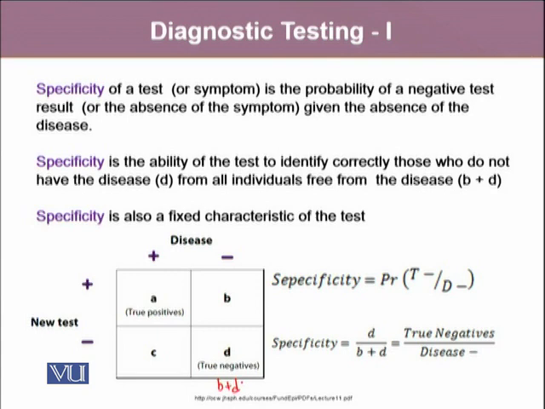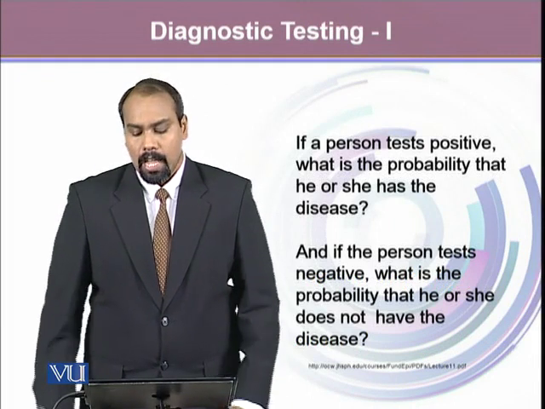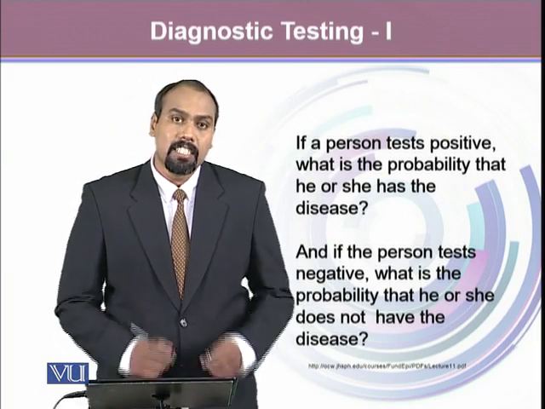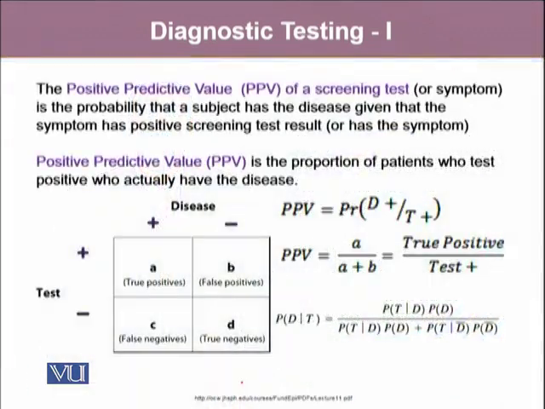So if a person tests positive, then the question comes: what is the probability that he or she has the disease? The other question that arises is, if the person tested negative, then what's the probability that he or she does not have the disease? To determine these values, we look at the positive predictive value, and another measure is called the negative predictive value. The positive predictive value of a screening test is the probability that a subject has the disease, given that the subject has a positive screening test.